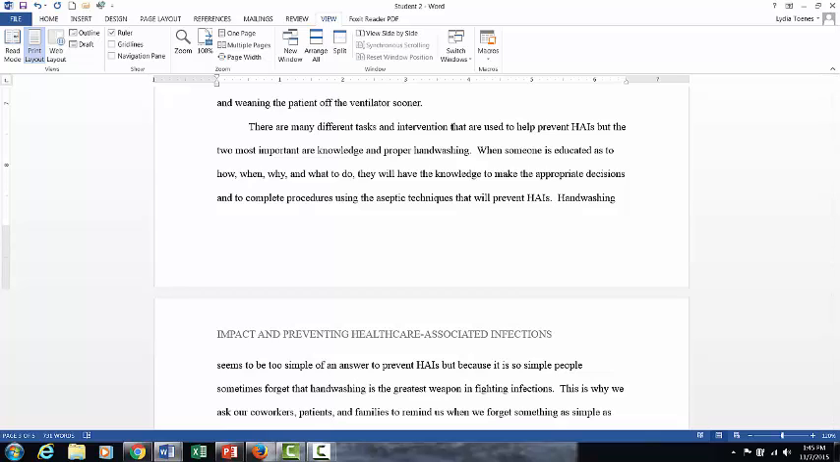All right, and here we have another phrase that has no backing to it. There's no reference. But the two most important are knowledge and proper hand washing. According to who? Put that person, whoever tested that, right here.